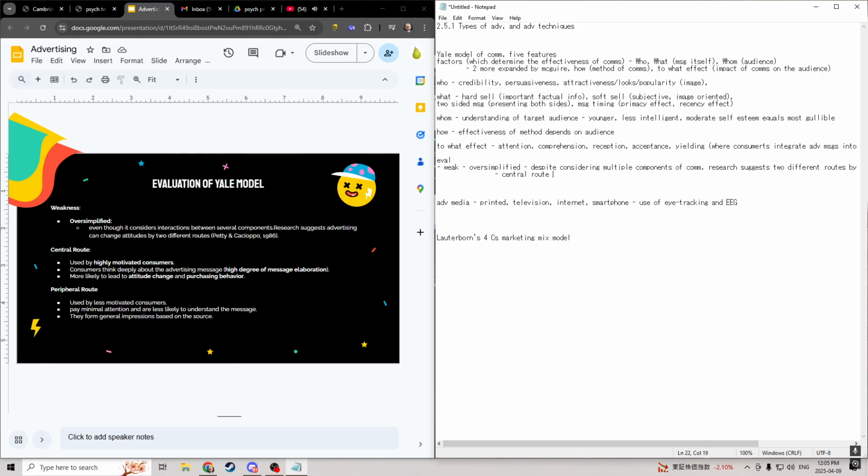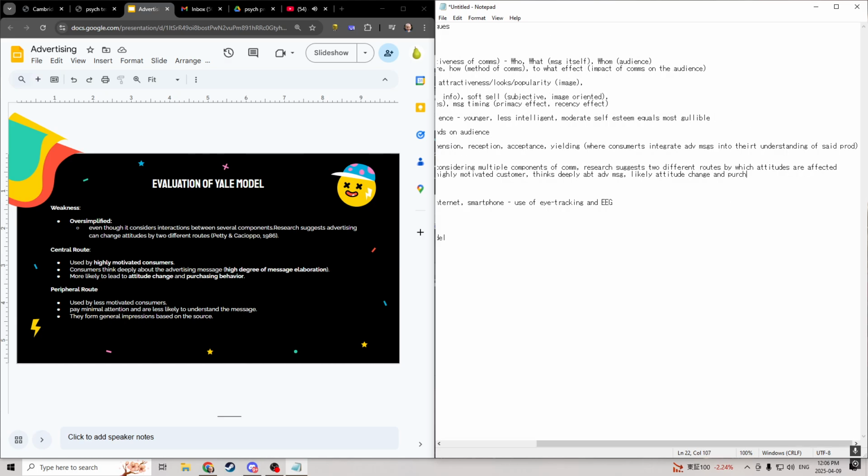Central route, or route if you're British. Highly motivated customer thinks deeply about advertising message, likely attitude change, and purchase. We'll just say purchasing behavior to be nice. Behavior.